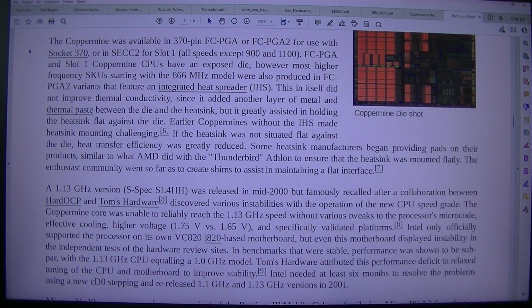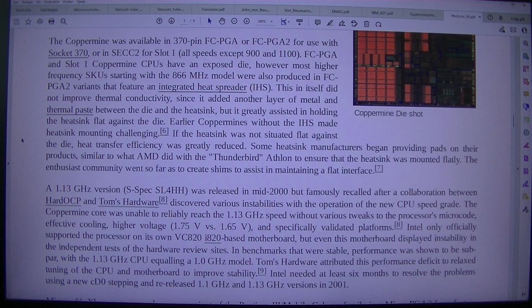However, most higher frequency SKUs, starting with the 866 MHz model, were also produced in FCPGA2 variants that feature an integrated heat spreader, IHS. This in itself did not improve thermal conductivity, since it added another layer of metal and thermal paste between the die and the heatsink, but it greatly assisted in holding the heatsink flat against the die. Earlier Coppermines without the IHS made heatsink mounting challenging.